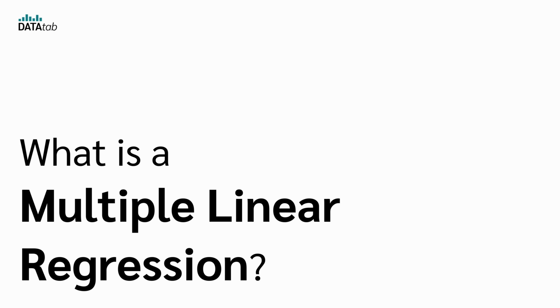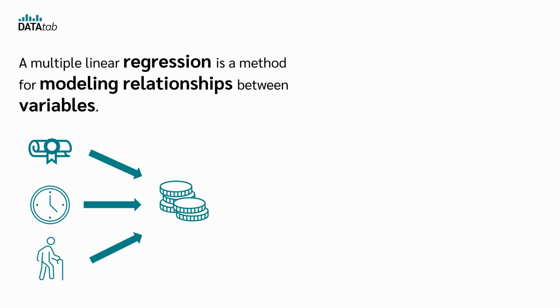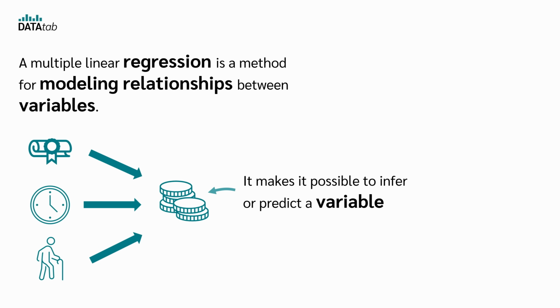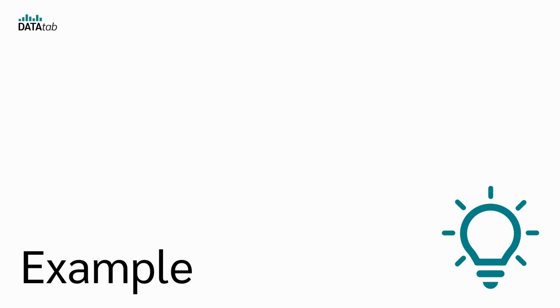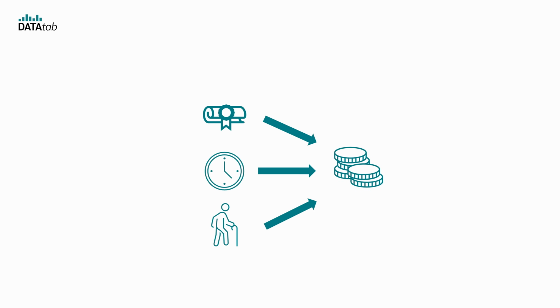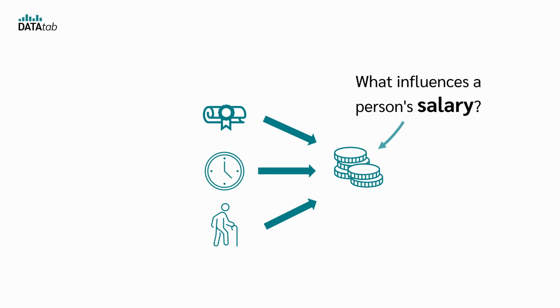Let's dive in. What is a multiple linear regression? A multiple linear regression is a method for modeling relationships between variables. It makes it possible to infer or predict a variable based on other variables. An example. Let's say you want to find out what influences a person's salary.